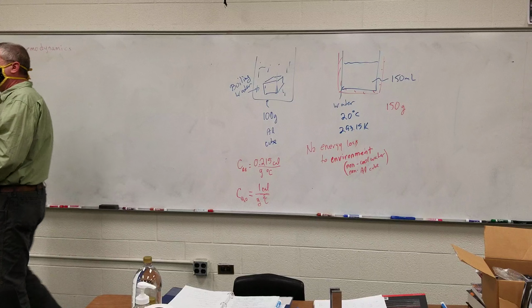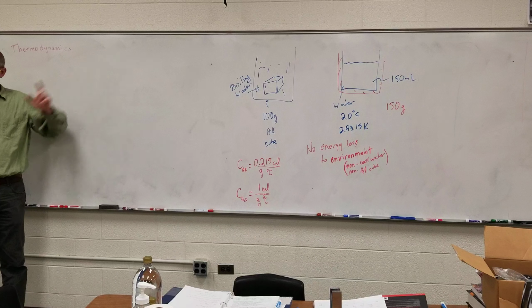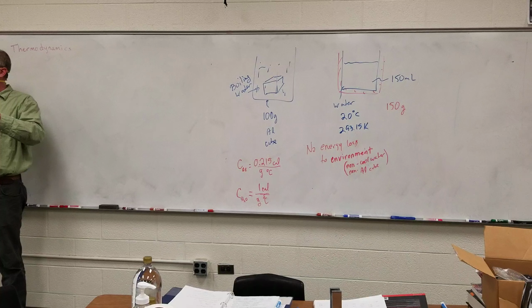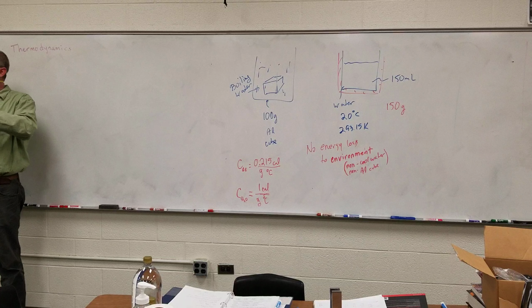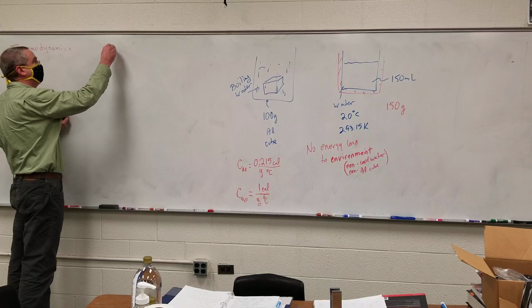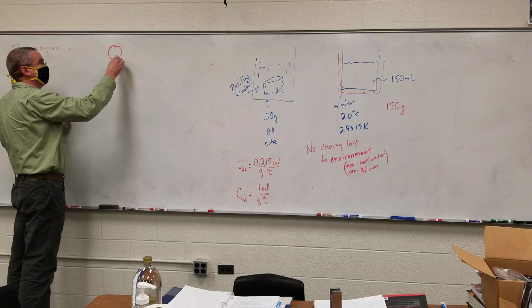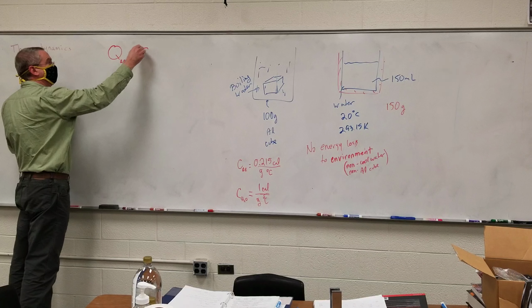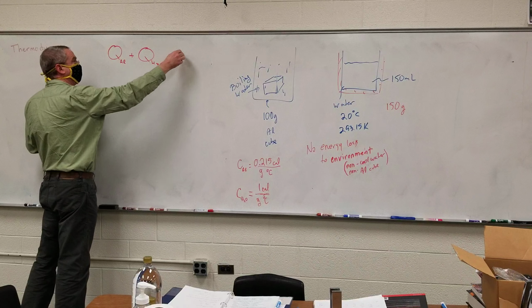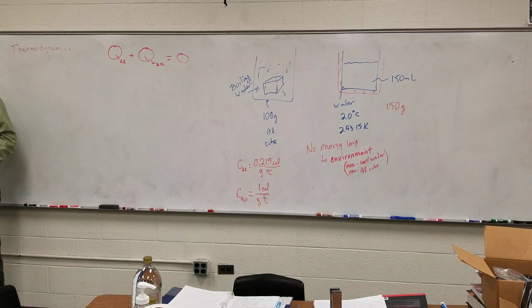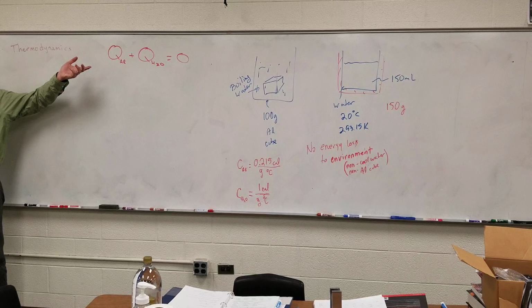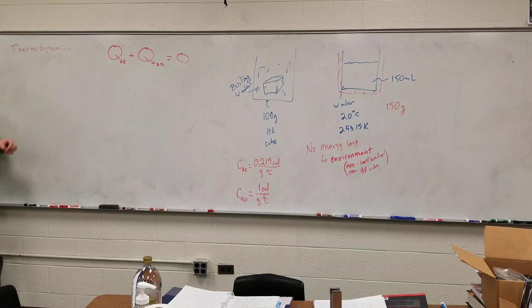All right. So the concept: the cube is losing energy, heat; the water is gaining energy. So whatever the cube loses, the water gains. Math-wise, the heat from the aluminum plus the heat from the water equals 0. One of the Q's will be positive, one will be negative, because they're related to the change in temperature. Let's flash back to that formula. Q is equal to mC delta T. The change in temperature for the cube is going to be a negative number because it's cooling down.